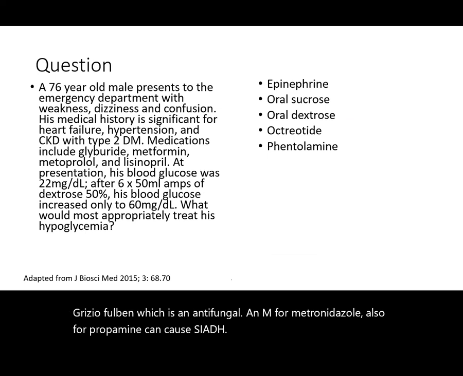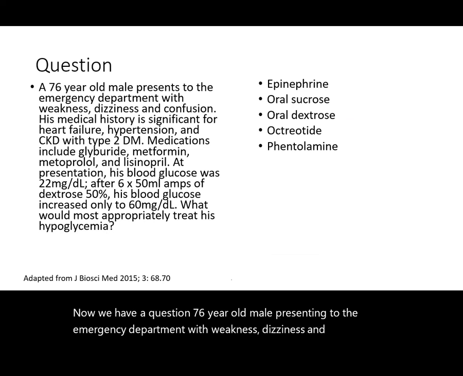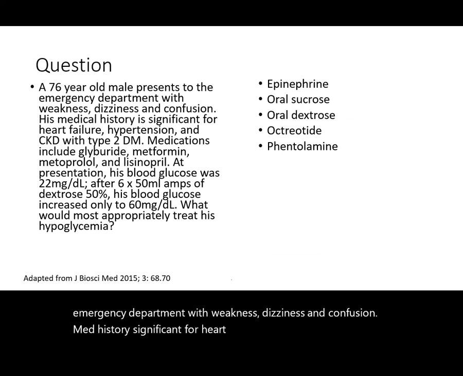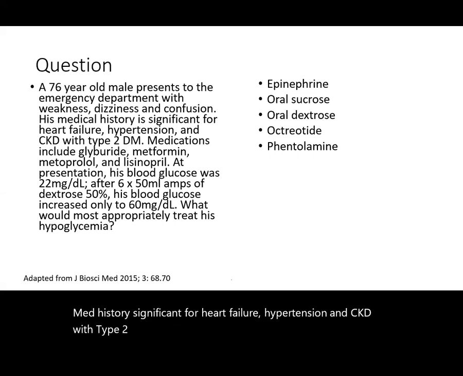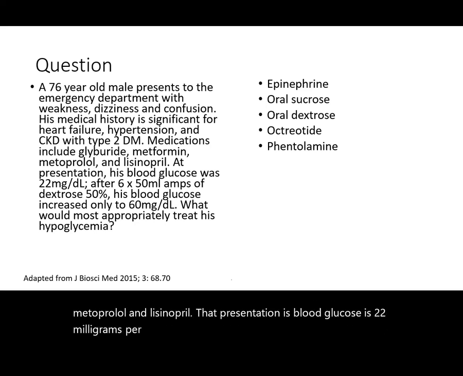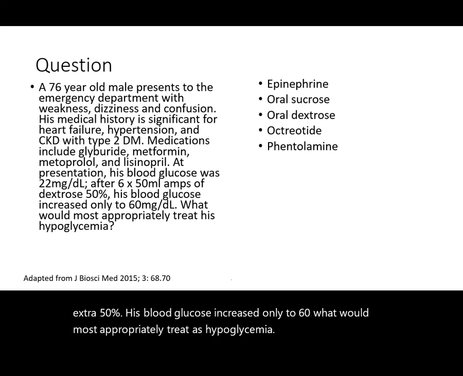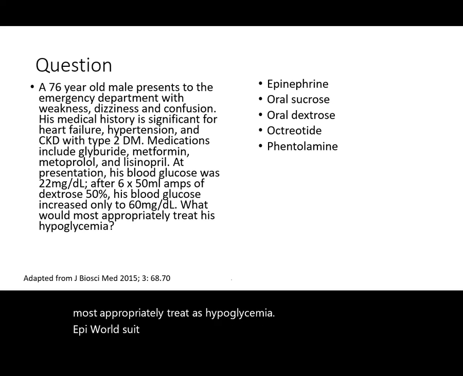Now we have a question. 76-year-old male presenting to the emergency department with weakness, dizziness, and confusion. Med history significant for heart failure, hypertension, and CKD with type 2 diabetes. Meds include glyburide, metformin, metoprolol, and lisinopril. At presentation, his blood glucose was 22 milligrams per deciliter. He had 50 milliliters of D50, extra 50%. His blood glucose increased only to 60. What would most appropriately treat his hypoglycemia? Epi, oral sucrose, oral dextrose, octreotide, or phentolamine?